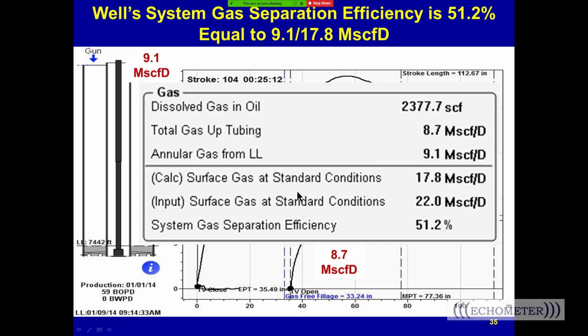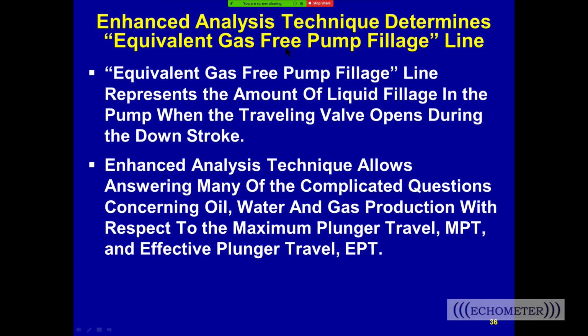So when you look at the report in TAM on the summary tab, it shows that we've got this much gas dissolved in oil, this much gas goes up the tubing total, and this much gas goes up the casing. There's total gas. There's a gas that they produce from the well based on a test, which is pretty close, and it says efficiency is about 51% for the separator. So that's a valuable calculation.